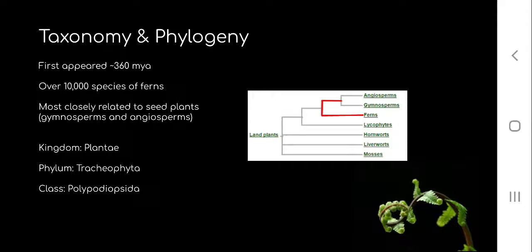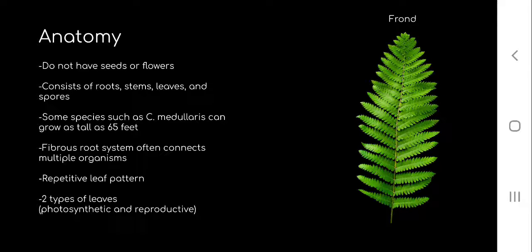So, ferns first originated about 360 million years ago, and currently there are over 10,000 different species of ferns. They belong to the kingdom Plantae and the phylum Tracheophyta, which just means that they're vascular plants, and then all ferns belong to the class Polypodiopsida. Now, ferns are most closely related to seed plants, which is angiosperms and gymnosperms. But they're pretty different from those. They don't have seeds or flowers, and they consist mainly of just roots, stems, leaves, and spores.